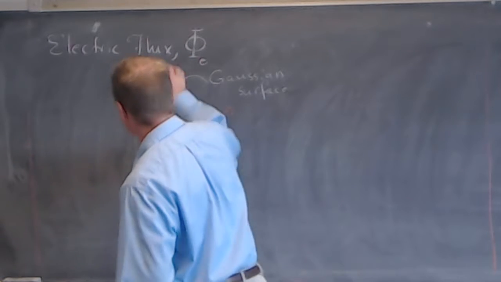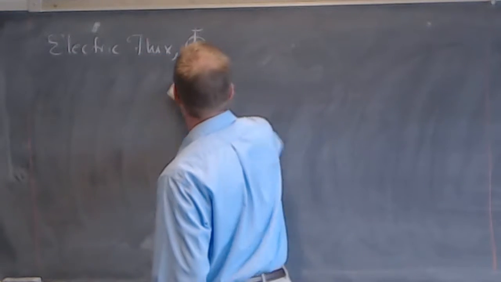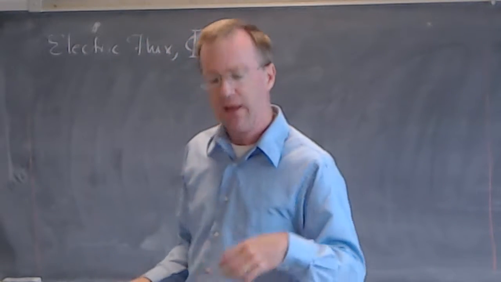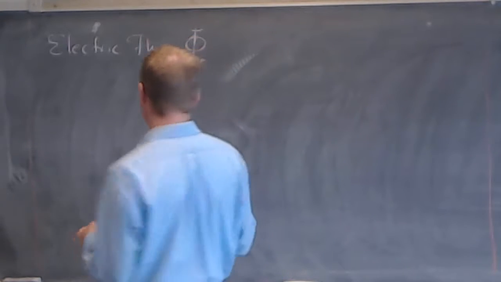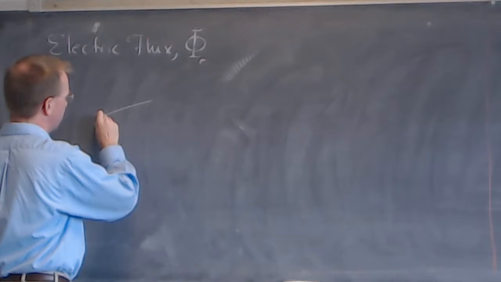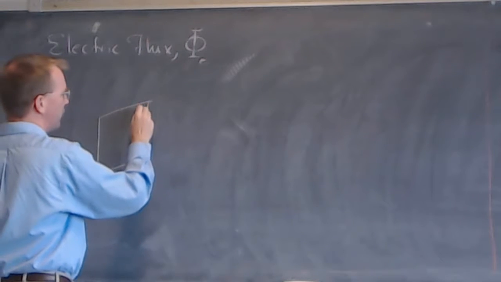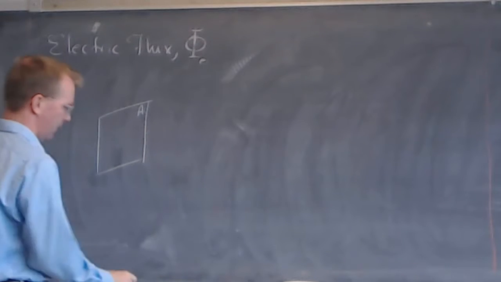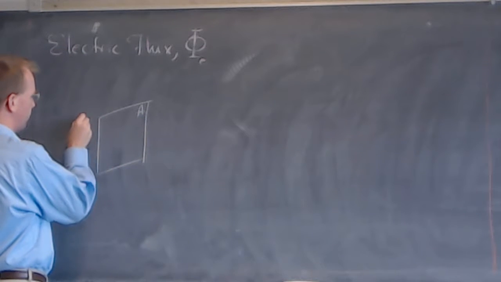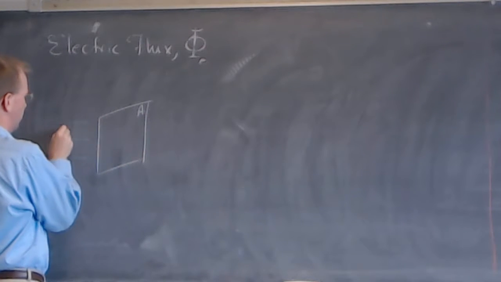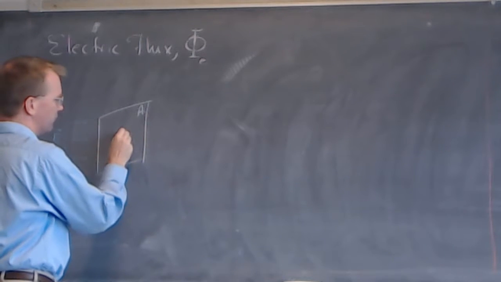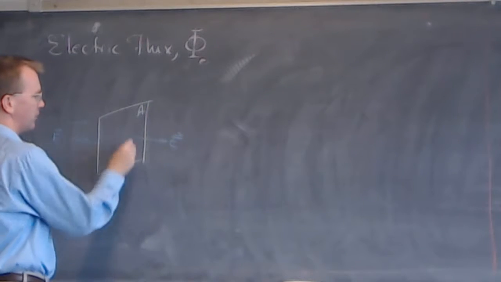Okay. So let's take a look at the electric flux going through some surface. Let me start off with a rectangular plane surface of area A, and we have an electric field. Let me start off with it being perpendicular to that surface. So here's our electric field, E, and there's A. Now, the electric field is coming through it like that.